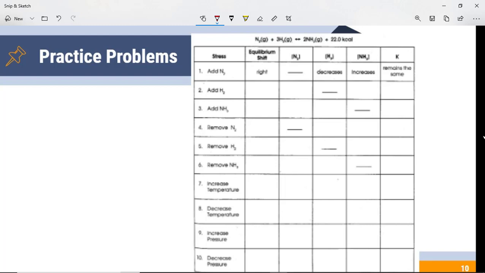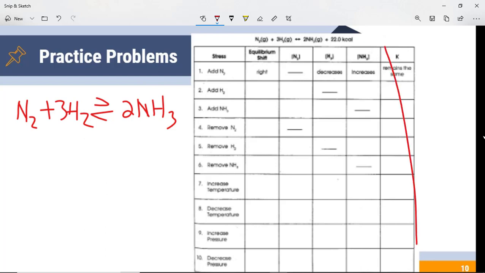Kind of hard to see here, but we've got nitrogen, 3 hydrogens, and we're producing 2 NH3. I'm not worried about K. We'll worry about that another day.